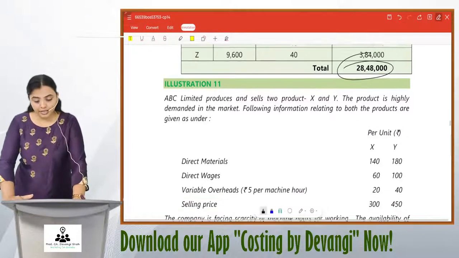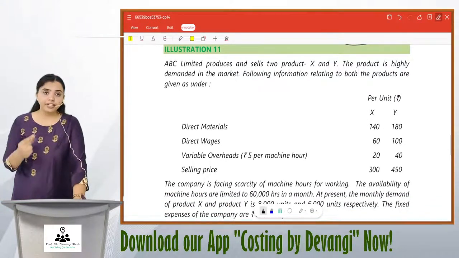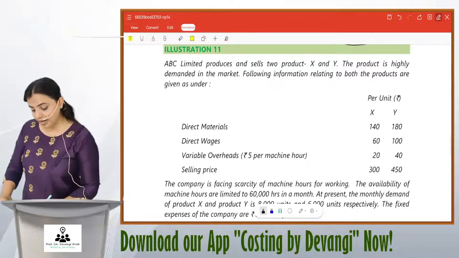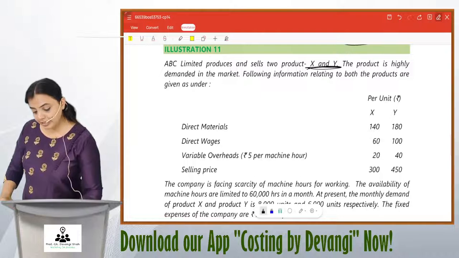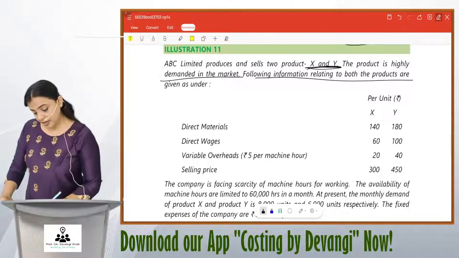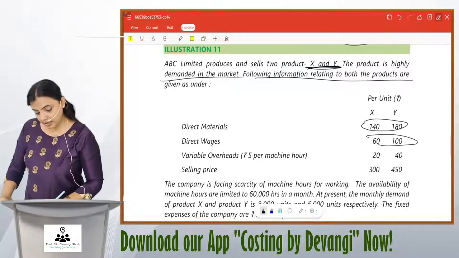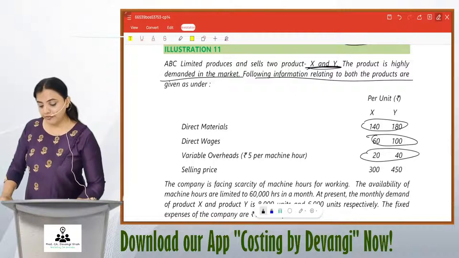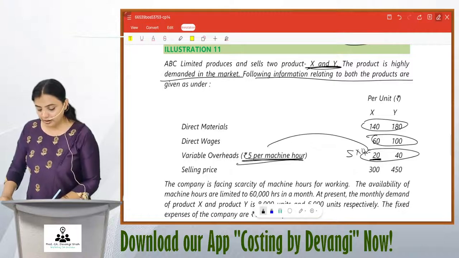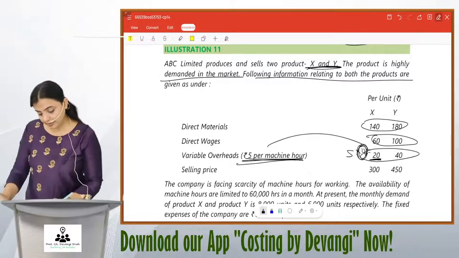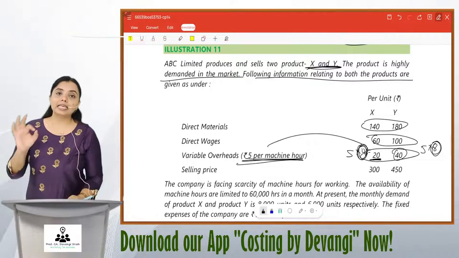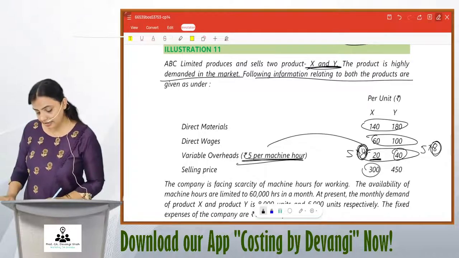Ab aisa hi kuch illustration 11 hai. चलो इसको फटाफट देख के कर लेते हैं. एबीसी लिमिटेड प्रोड्यूसेस एंड सेल्स टू प्रोडक्ट्स एक्स एंड वाई. द प्रोडक्ट इज हाईली डिमांडेड इन द मार्केट. द फॉलोइंग इन्फॉर्मेशन रिलेटिंग टू द टू प्रोडक्ट्स आर गिवन एज अंडर. मटीरियल कॉस्ट, वेजेस, वेरिएबल ओवरहेड्स. It is given 5 per machine hour. Product X takes 20, मतलब ये 5 × 4 क्या रहेगा तो 20 आएगा. तो X takes 4 machine hours. Similarly 40 है so it must be 5 × 8. तो Y takes 8 machine hours. Selling price is 300 and 450.